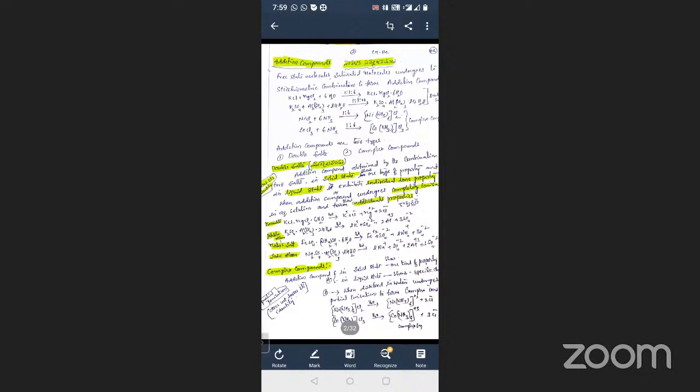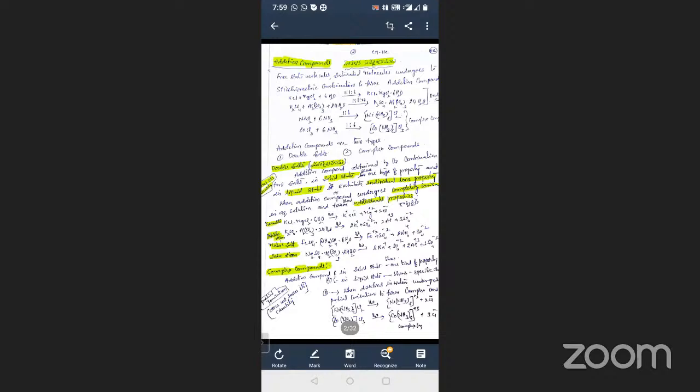Similarly, you can take cobalt chloride and 6 moles of ammonia. The combination is 1:6. The compound formed is hexaammine cobalt(III) chloride. Here, carnallite, potash alum, this complex hexaammine nickel(II) chloride, and hexaammine cobalt(III) chloride, all these four are addition compounds only.